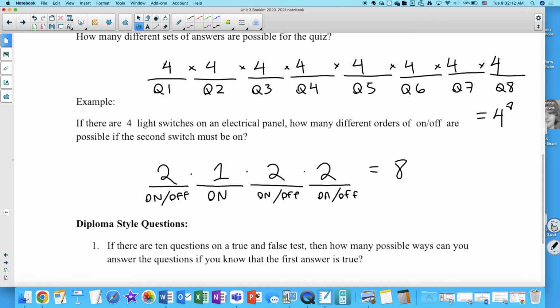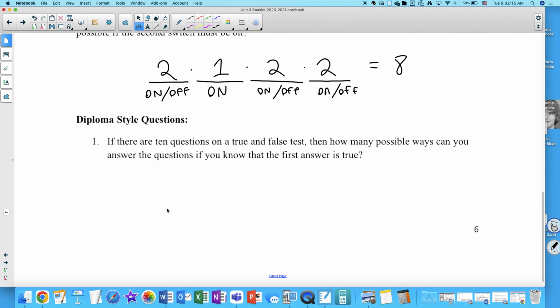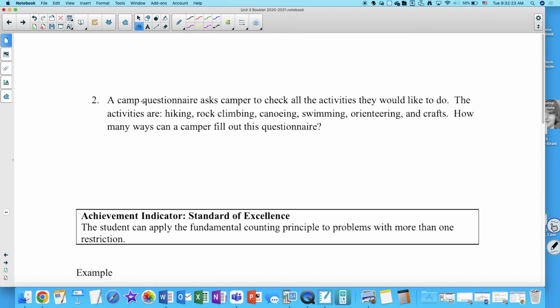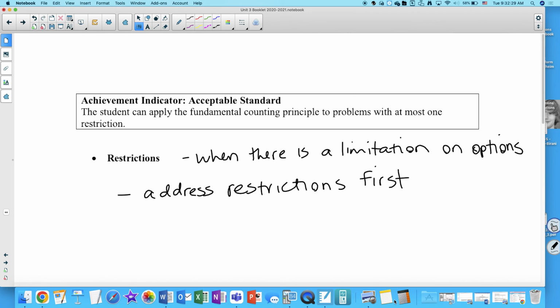All right, so I want you guys to start working on these questions. There's 1 here, at the bottom of page 6, and then there's a second one over here. So I want you guys to work on those 2, and we will talk about them in a couple minutes.